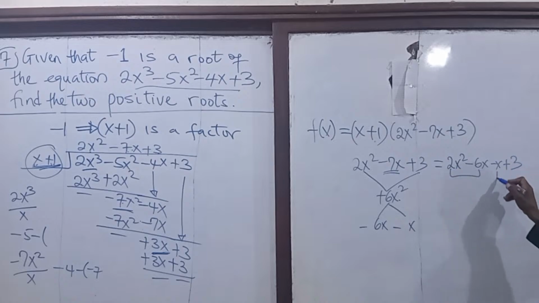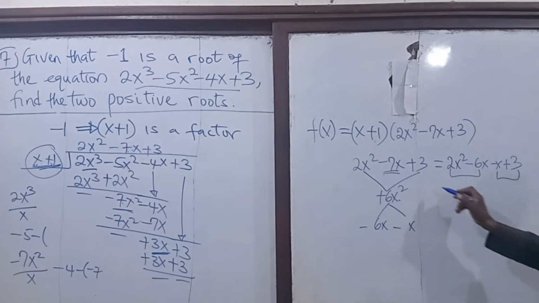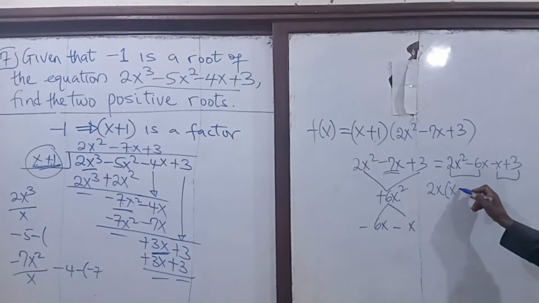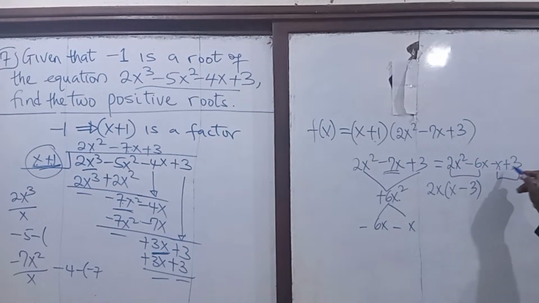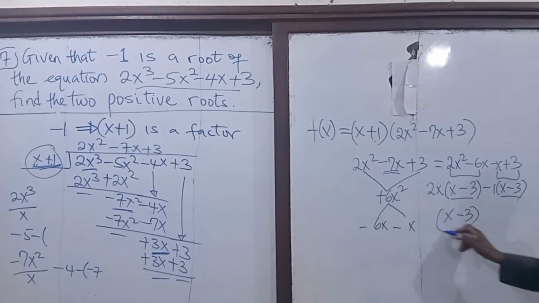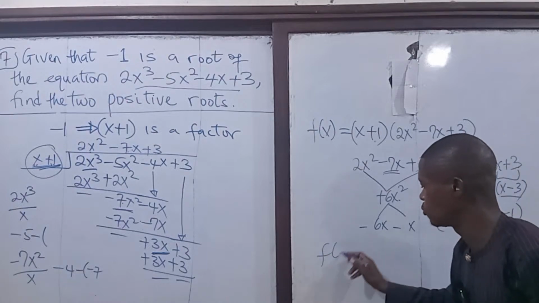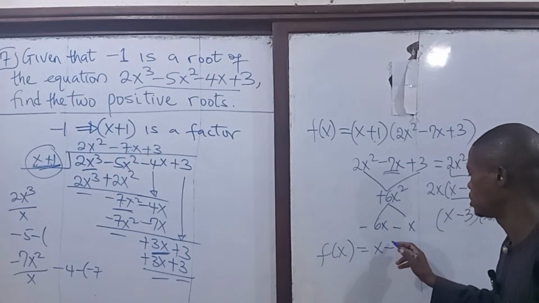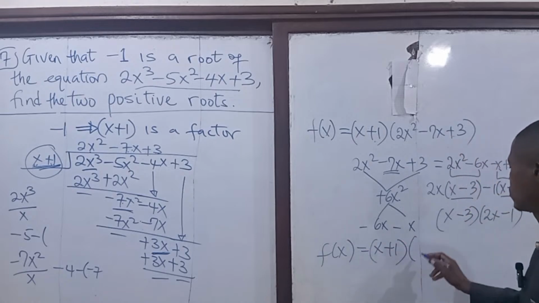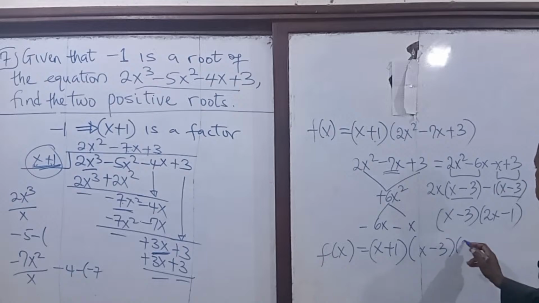Pair the first two, pair the second two. 2x is common. So we have this. Here and here, between minus x plus 3, minus 1 is common. We have x minus 3. This and this must be the same. Pick one of that times what? Times 2x minus 1. So f of x is now equal to x plus 1 times x minus 3 times 2x minus 1.